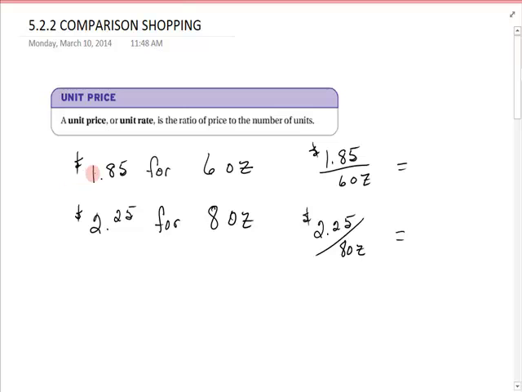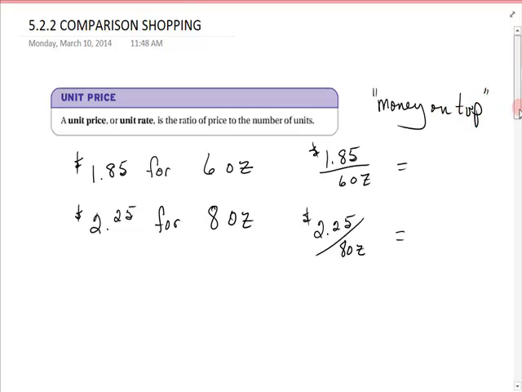So no matter what the cost is or the quantity is, you're going to put money on top and the quantity on bottom, then you're going to divide. So please remember, money on top.